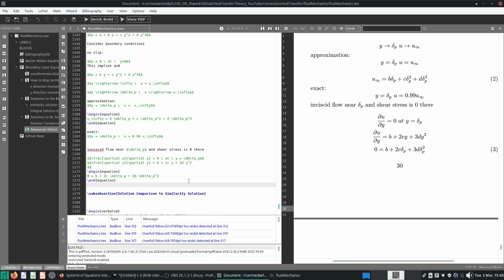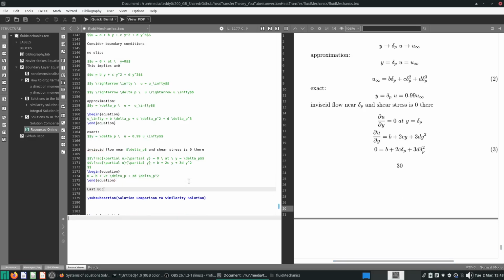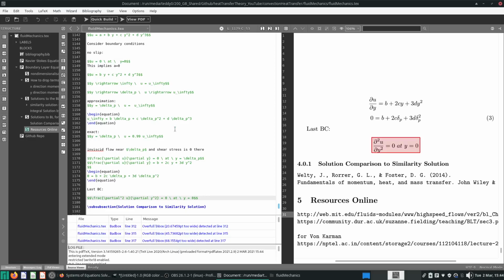Now for the last BC. Let me write this down first. This is exactly what is said in the textbook: partial squared u partial y squared equals 0 at y equals 0. How are we supposed to interpret this term right here?